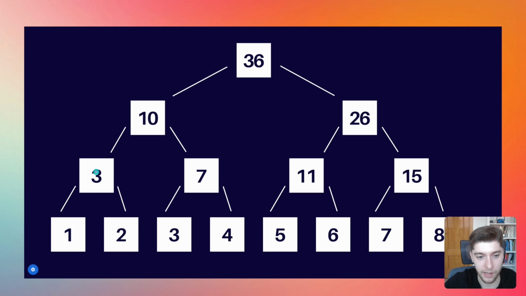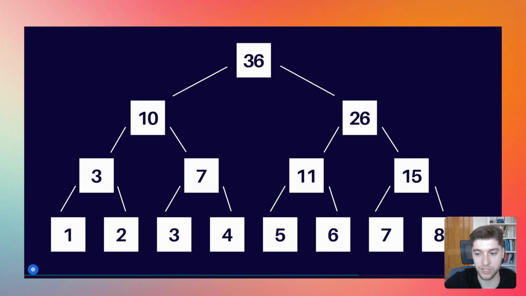7 plus 3 is 10, 11 plus 15 is 26. And again, we would pair these two nodes and sum them up together, and we would get to the Merkle root, which is 36. Now let's have a look at why we are able to prove with just a bunch of nodes that a specific, in this case, number is inside of this Merkle root.